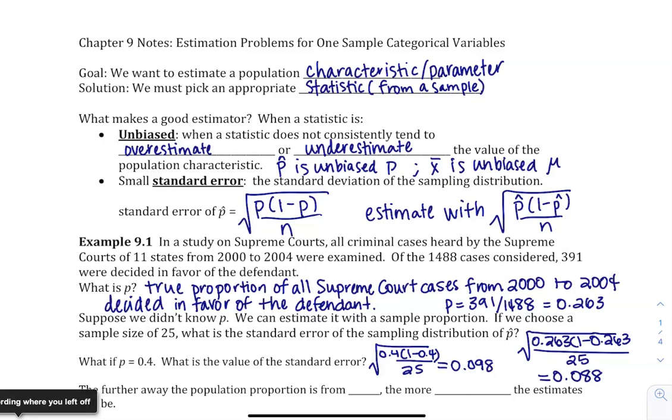And that's something important for us to recognize: the further away a population proportion is from that 0.5 middle value, the more accurate these estimates are going to be. If you think about that for a moment, it should make common sense why that would happen, because when you are further away from being about 50-50, then you should be able to narrow down your estimates much better.